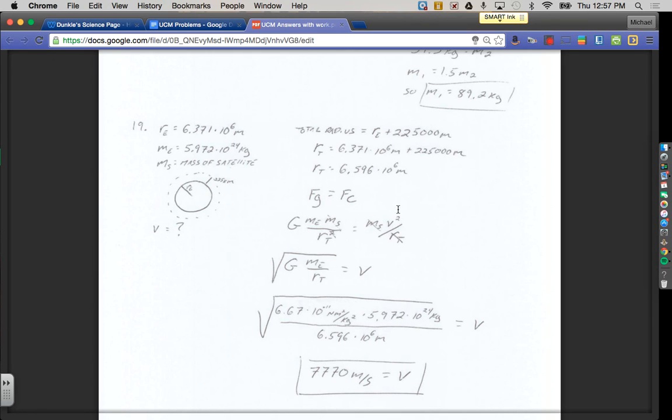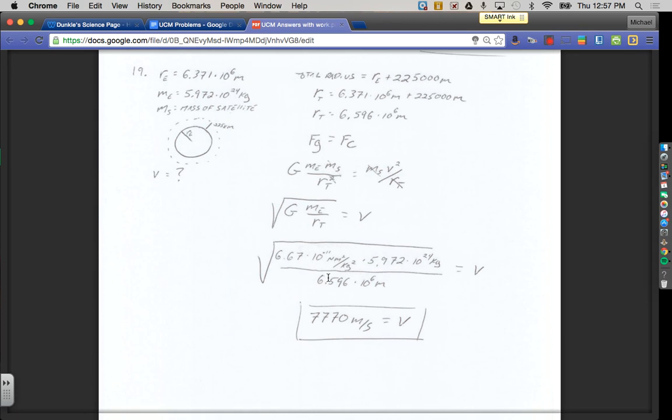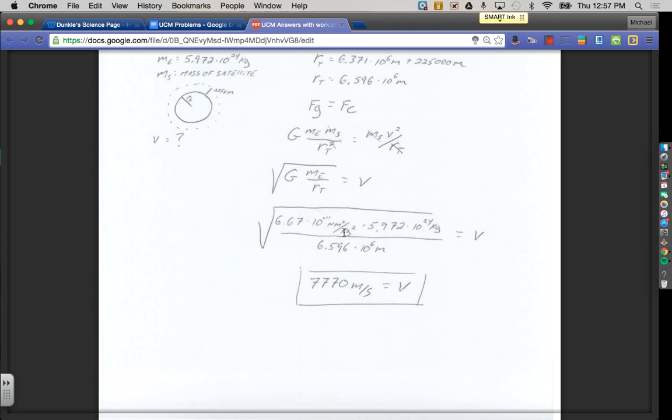Solving for velocity, which is the only thing left, I have to get rid of the squared, so I take the square root of big G, mass of the Earth, over the total distance between the two objects, or the orbital radius. Plugging in my numbers, G is, as always, 6.67 times 10 to the negative 11th newton meters squared per kilogram squared. Mass of the Earth, 5.972 times 10 to the 24th kilograms. And the distance between them we solved for: it is the radius of the Earth plus that 225,000 meters, to give me 6.596 times 10 to the 6 meters. And I get a speed of 7,770 meters per second.